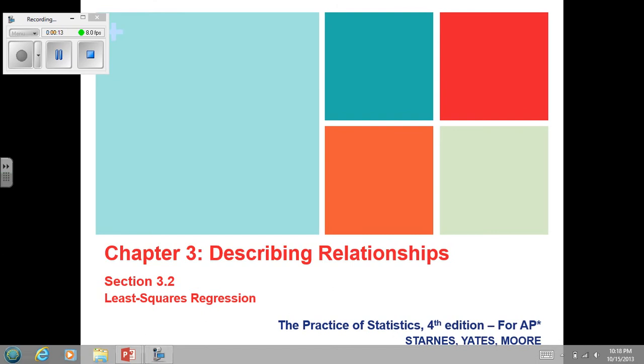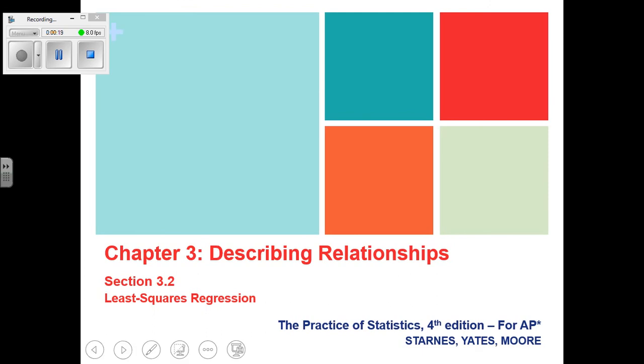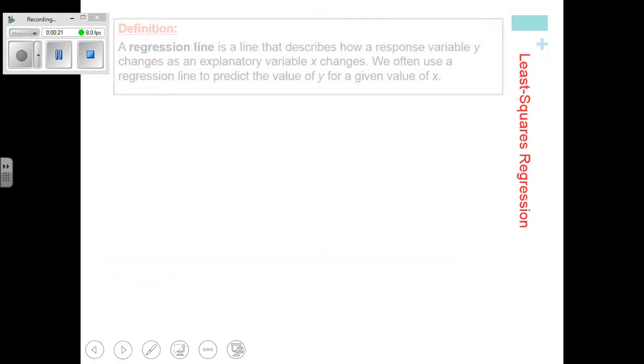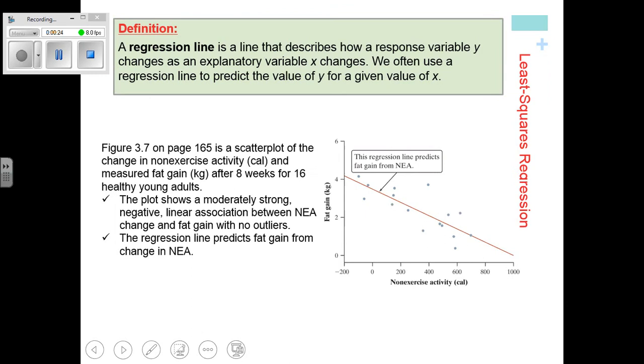And I want to go over some things that we touched on in class and continue a couple things as well. Let's get started. We talked in class about this first regression, this scatter plot. A regression line is a line that describes how a response variable y changes as an explanatory variable, which is x, changes. And here, this data came from non-exercise activity.